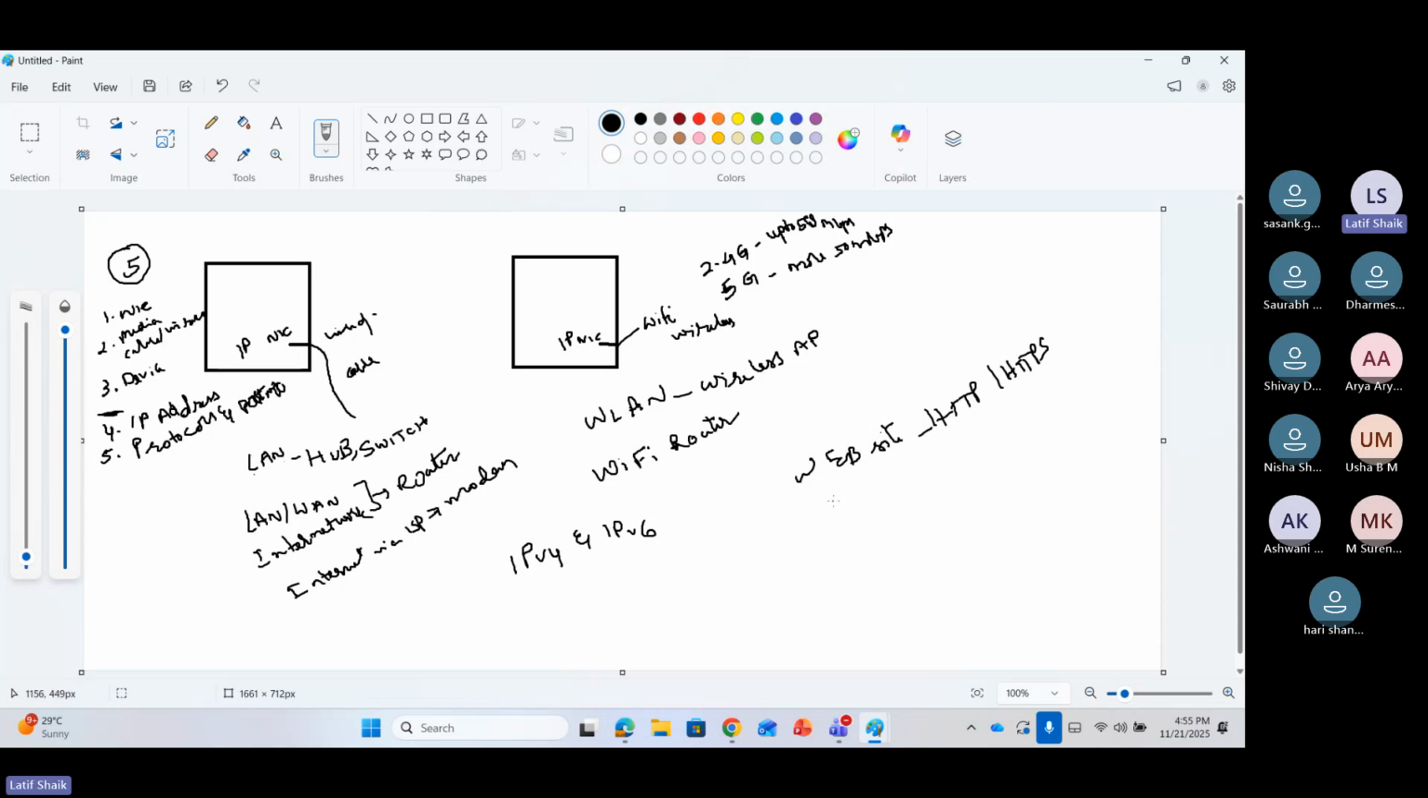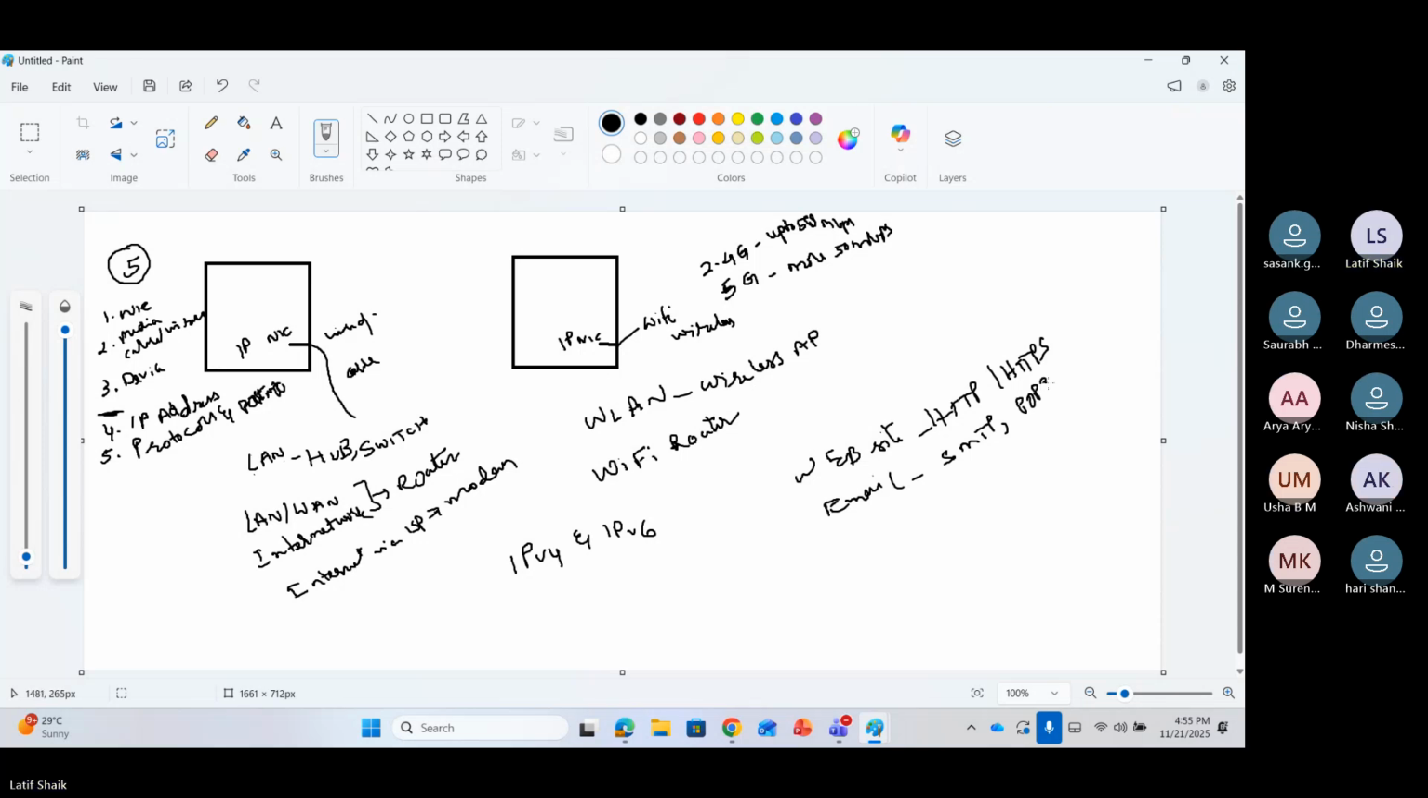For example, you are sending a mail. So email communication uses the protocol SMTP, and POP3 or IMAP protocol.